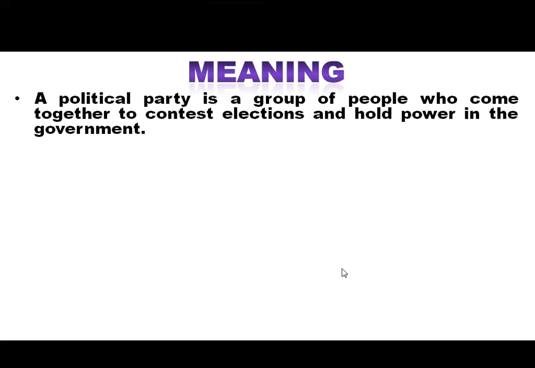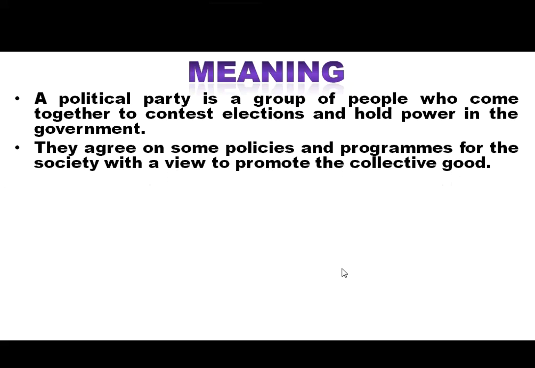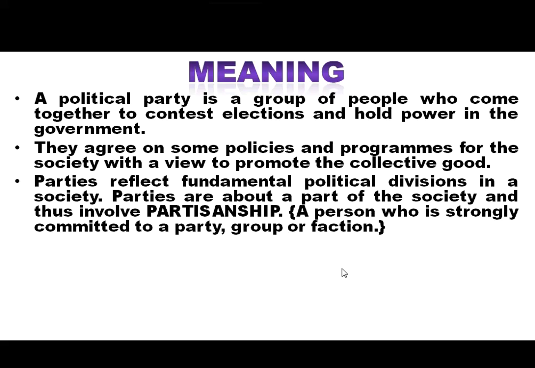A political party is a group of people who come together to contest elections and hold power in the government. They agree to some policies and programs for the society with a view to promote the collective good. Parties reflect fundamental political divisions in a society. Parties are about a part of the society and thus involve partisanship, a person who is strongly committed to a party or a group or a faction. Partisanship is marked by a tendency to take a side and inability to take a balanced view on an issue.